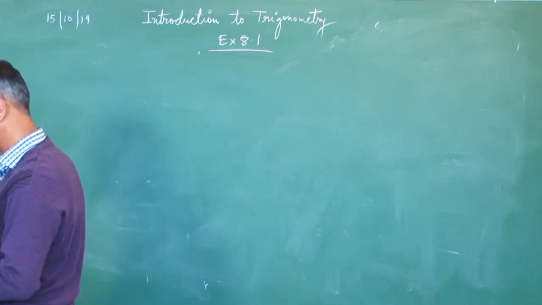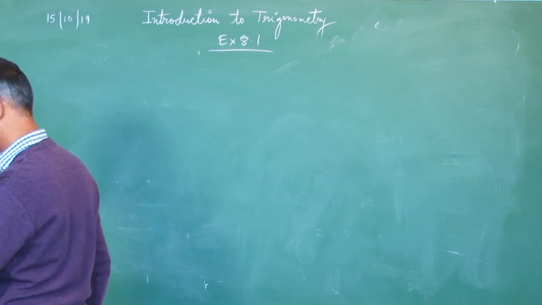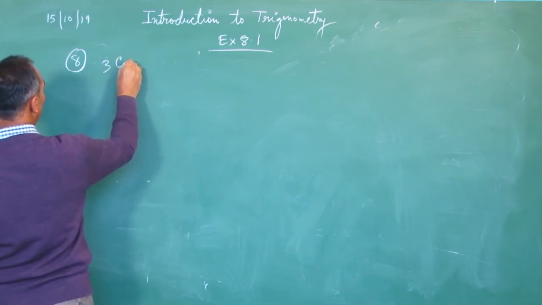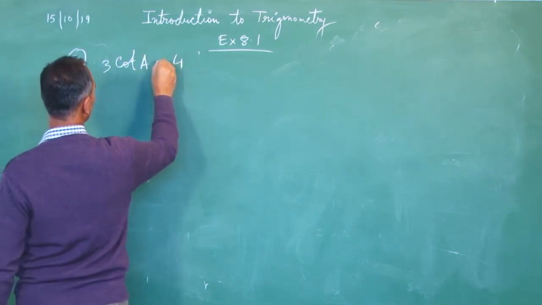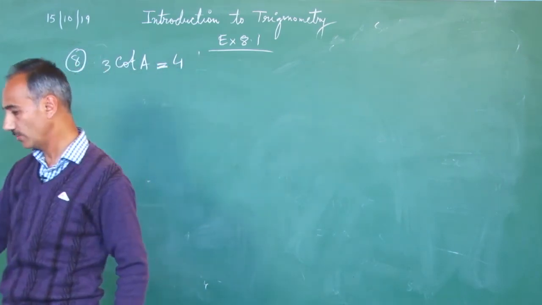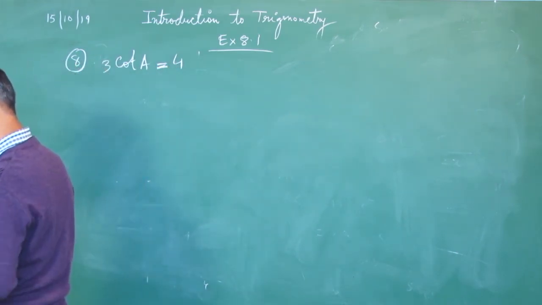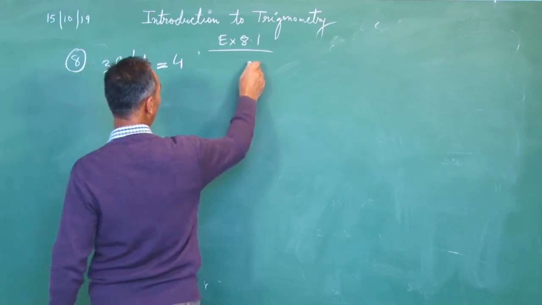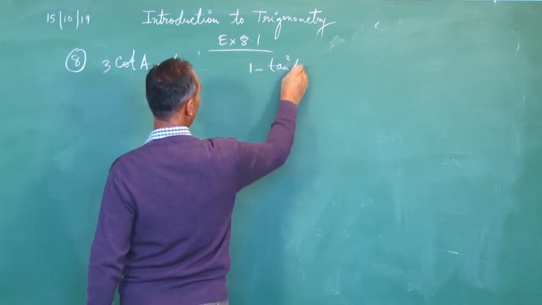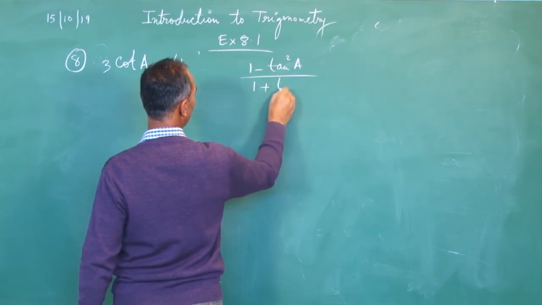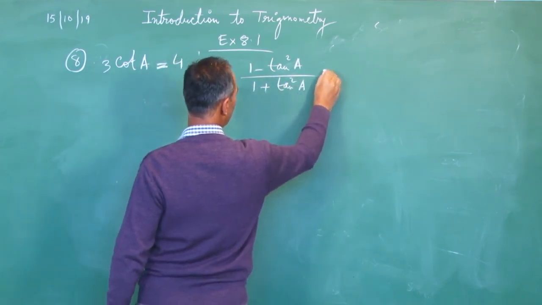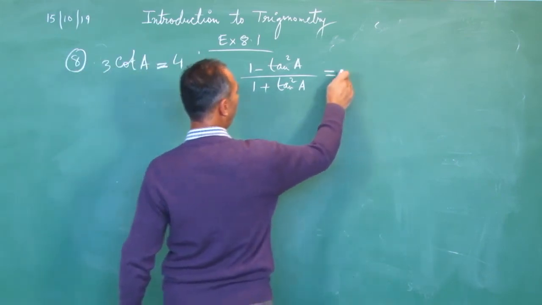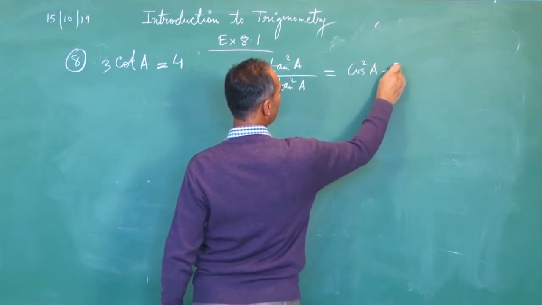Question number 8 says that if 3 cot A is given to be 4, you have to verify whether (1 minus tan square A) upon (1 plus tan square A) is equal to cos square A minus sin square A.